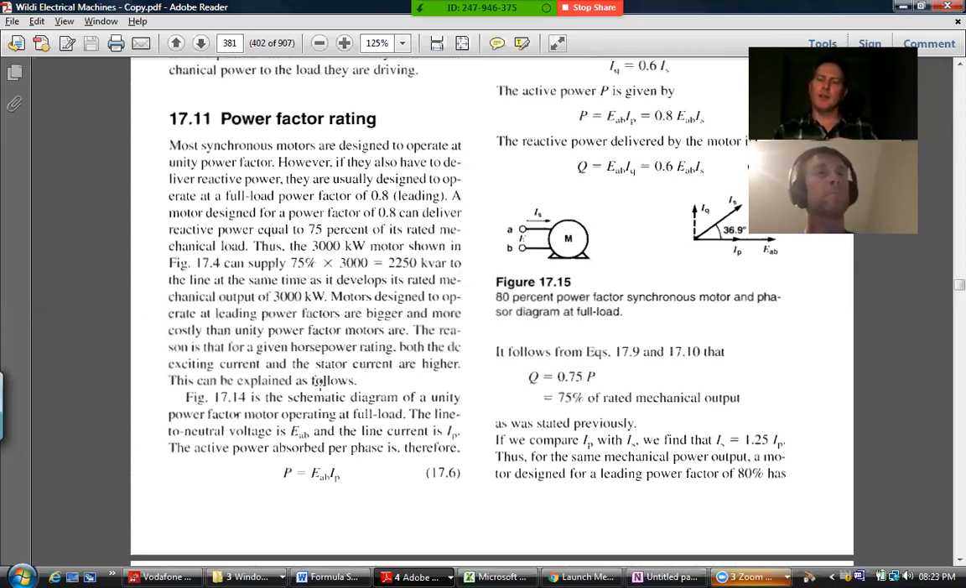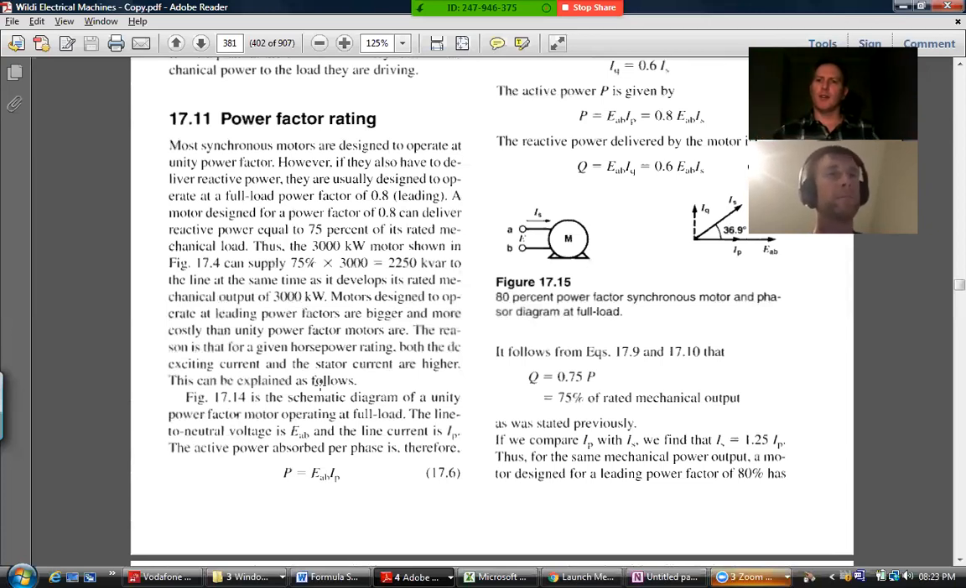Making the grid see the motor, which is absorbing real power, making it see it as if it was a capacitor in terms of reactive power. And in fact, you can operate this thing so that it's neither a motor nor generator. It's just floating on the line. By simply adjusting the amount of excitation, you can make it act more like a capacitor or more like an inductor by over or under exciting it.